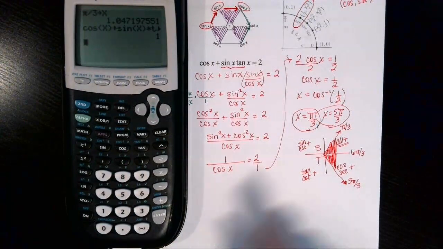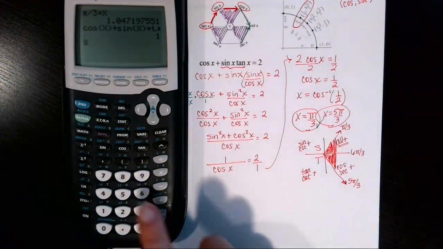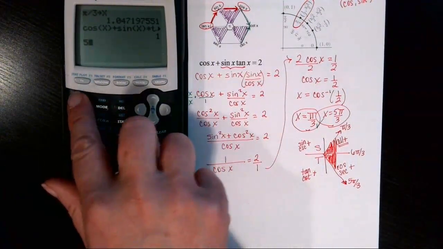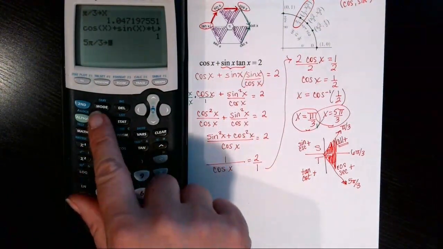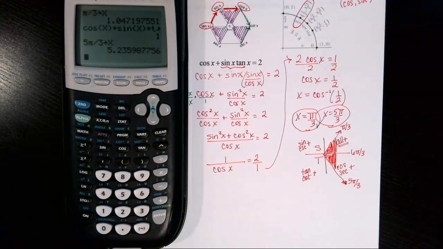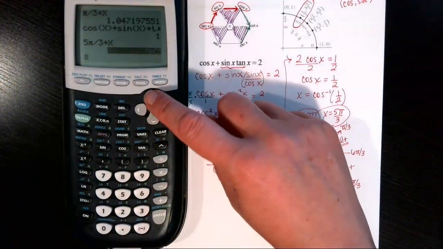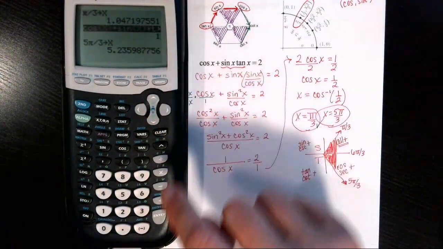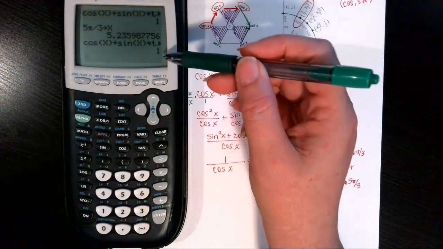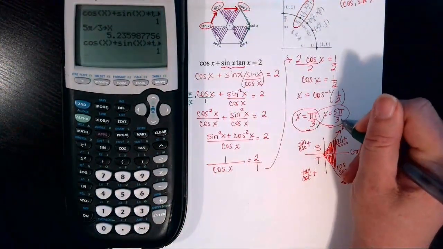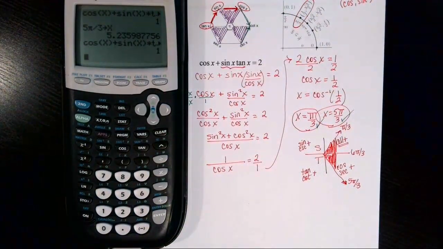Okay, now we want to check our other solution of 5 pi over 3. So we type 5 pi over 3, then store, x, enter. And instead of retyping that whole equation, we're just going to arrow up to it and press enter, and then press enter again, and we get a 1 again, which means that 5 pi over 3 also checks as a solution to this equation.